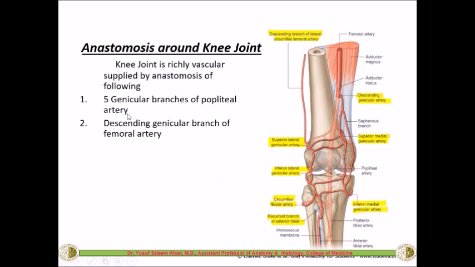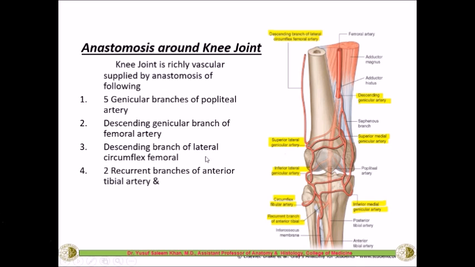Then apart from that, there is also the descending genicular branch of the femoral artery. If you can see here, this is the femoral artery. Before it passes through the hiatus and becomes the popliteal artery, it gives a branch. This is called the descending genicular artery. Then we have the descending branch of the lateral circumflex artery. If you remember, the lateral circumflex femoral artery is a branch from the deep artery of the thigh, or the profunda femoris artery.